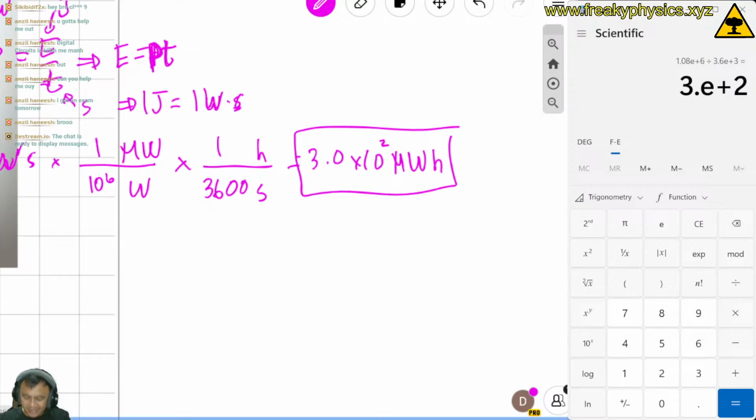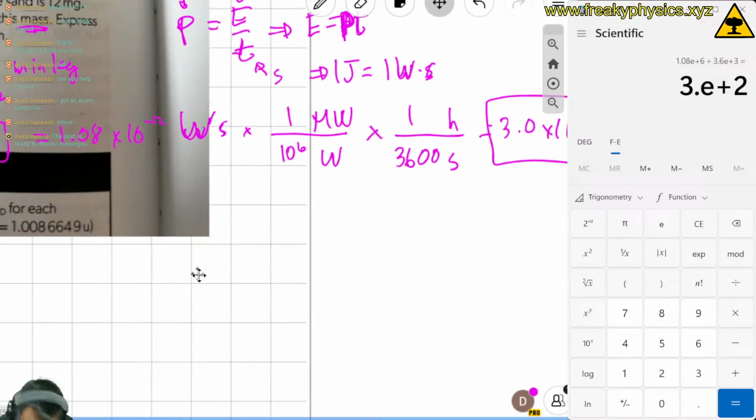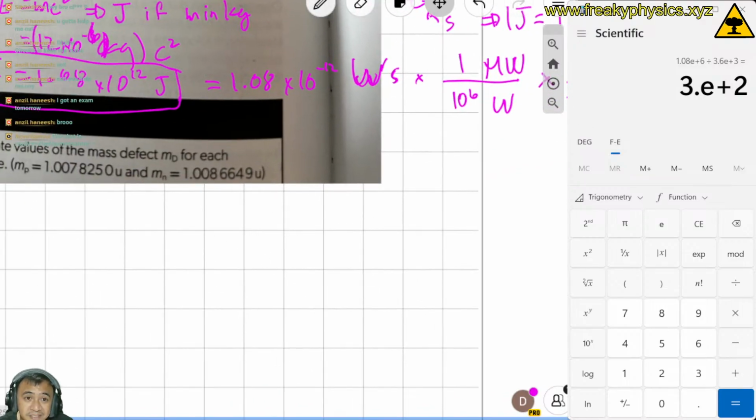So basically it's just a conversion. For B we just don't convert, but for A we need to use E equals mc squared. All right, we have one more. Let's just finish that.